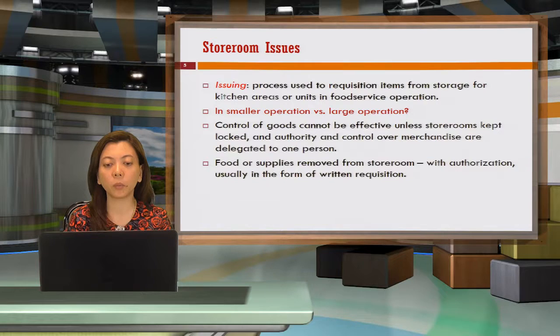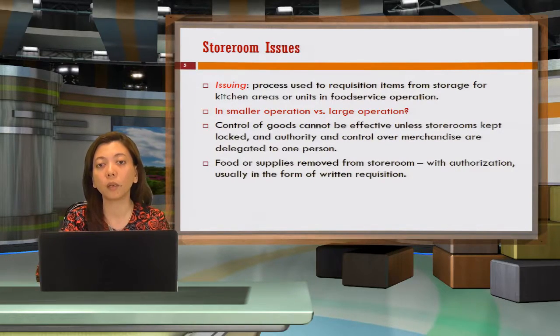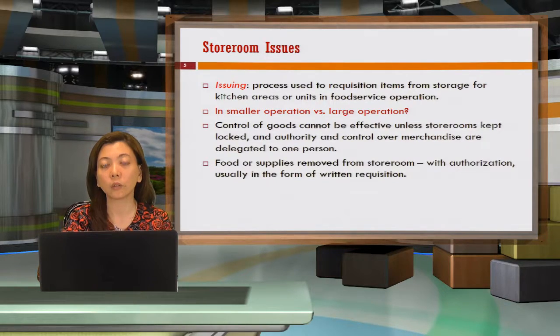Control of goods cannot be effective unless the storeroom is kept locked and authority and control over merchandise are delegated to one person. So here you have to have one delegated person who will be in charge of the storeroom. He is the one who will issue a food product every time another staff requests from him. Food or supplies are removed from the storeroom with authorization, usually in the form of a requisition. So staff can request the food items normally by giving a requisition form to the storeroom personnel.